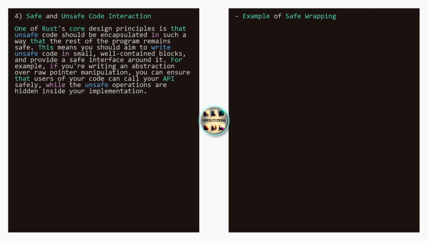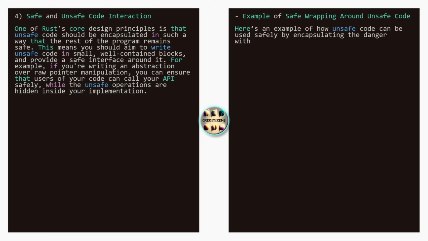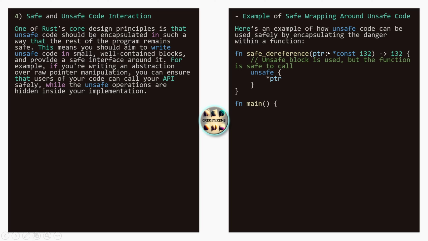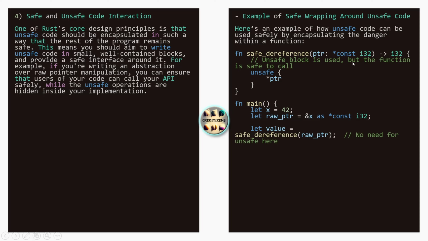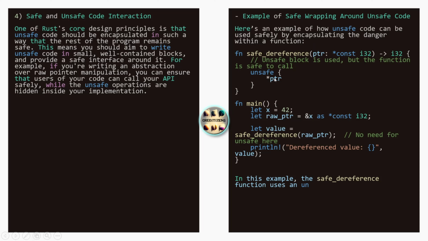So an example of safe wrapping around unsafe code. Here's an example of how unsafe code can be used safely by encapsulating the danger within a function. Here we define a function, dereference, that gets a pointer. The pointer is of type *const i32, and it returns an i32. An unsafe block is used, but the function is safe to call. Here we dereference the pointer. It's unsafe to dereference a pointer, so we do that in the unsafe block.